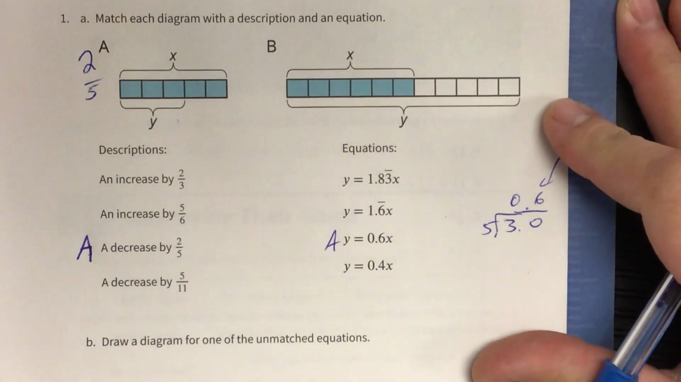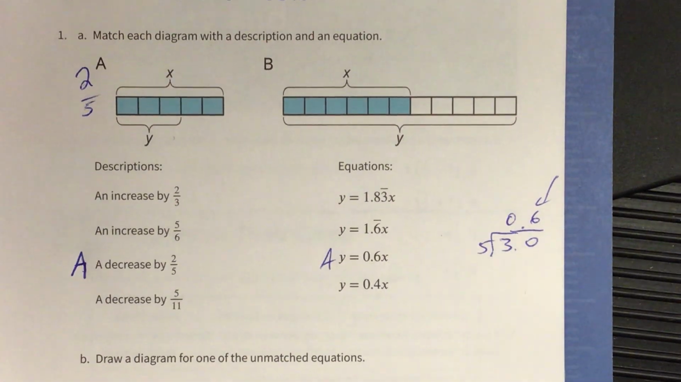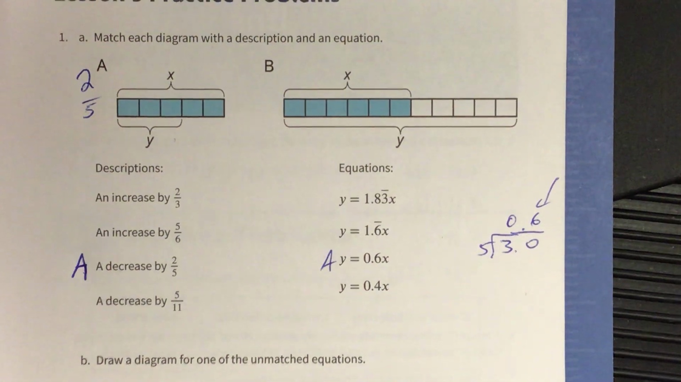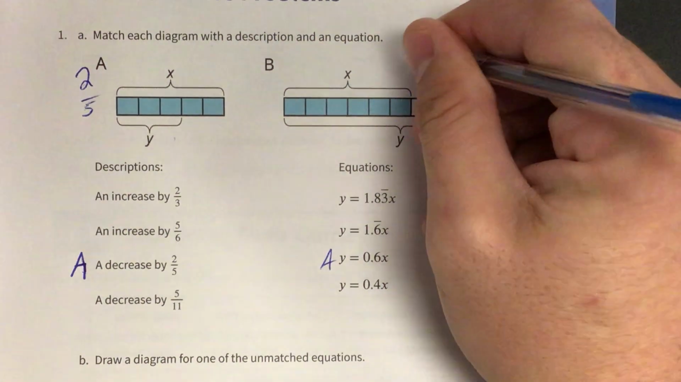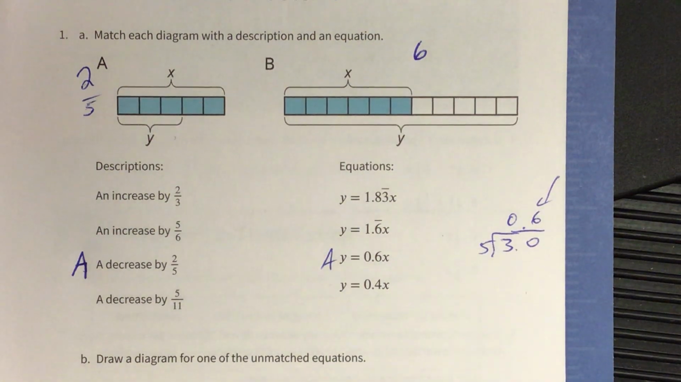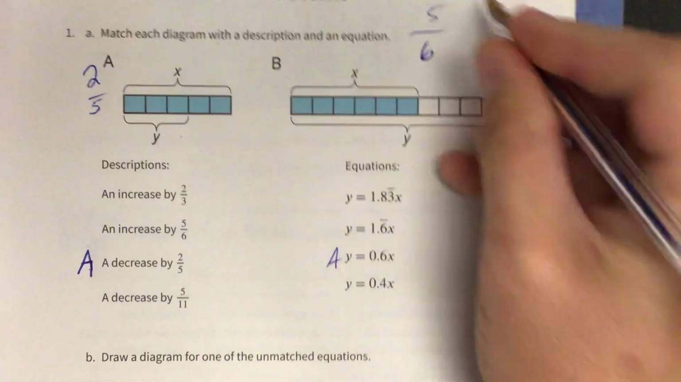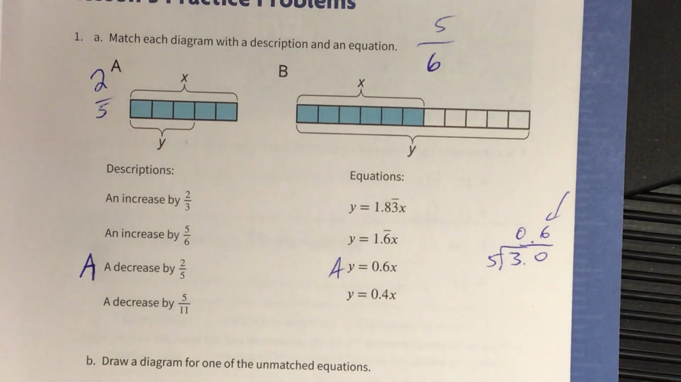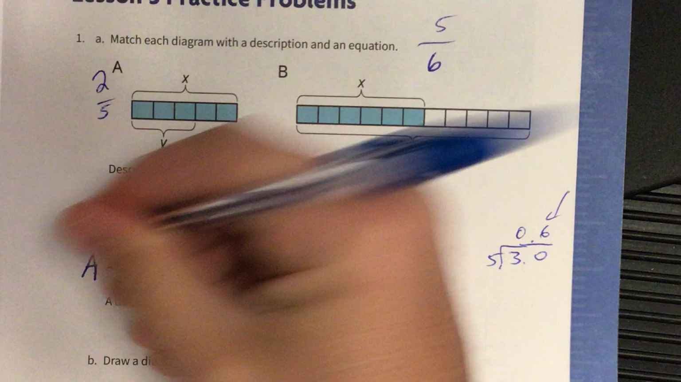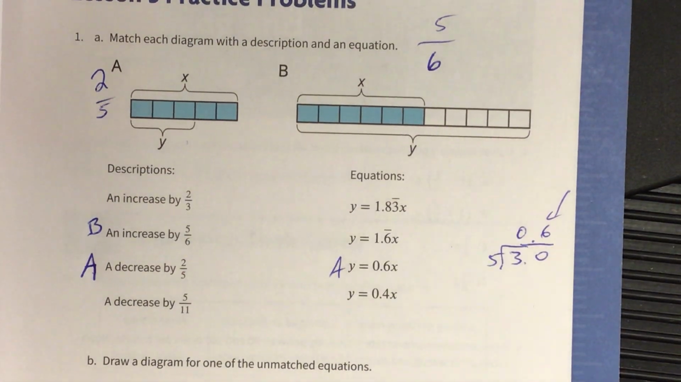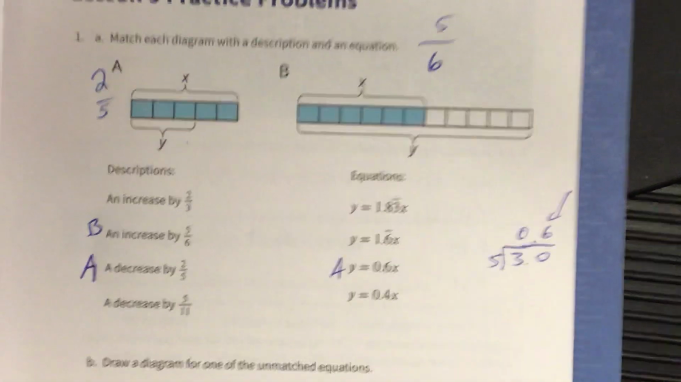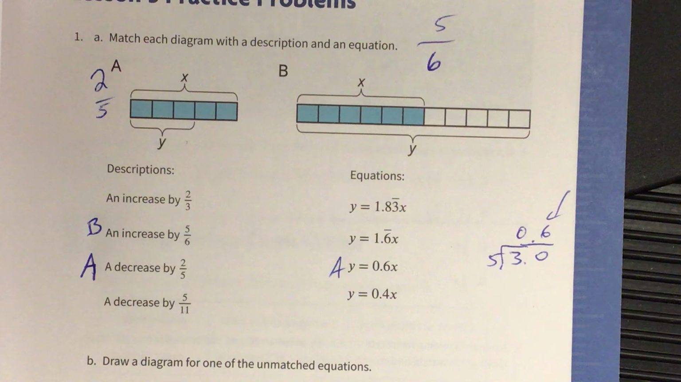Okay, letter B. Again, how many boxes do you start with for X? 6. How many did you increase or decrease? How many boxes? Got bigger by 5. So do you see anything that says increase by 5 out of 6? Hopefully you see it, obviously, right there. So you have a pie, and then you increase it by another 5/6 of a pie. You got 1 and 5/6.